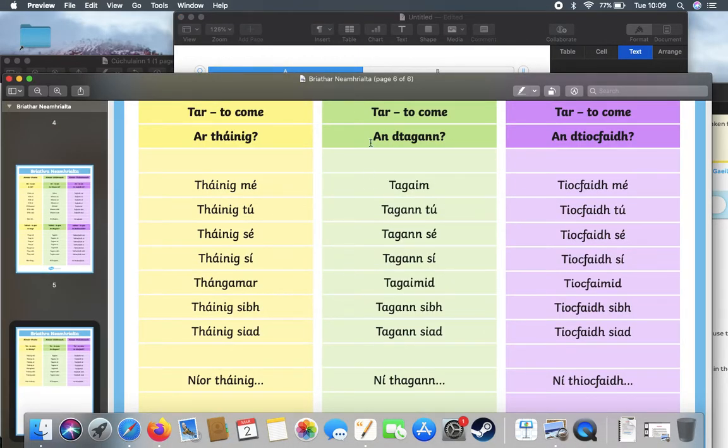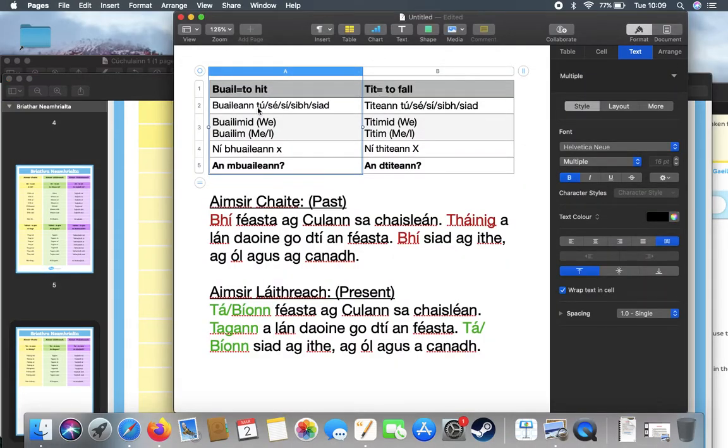The rest of the verbs are all the irregular ones. So you need bhuaileann, and that's the spelling you're going to need, bhuaileann, because it's bhuaileann sé. But I'm just showing you how you say we hit right now in the present, bhuailimid, I, bhuailim on Lee Road, I hit the ball, ní bhuaileann tú on Lee Road, you did not hit the ball. An mbuaileann tú on Lee Road, did you hit the ball? Then tit to fall, titeann sé, he falls, titimid, we fall, titim, I fall, ní thiteann sé, he didn't fall, and an dtiteann sé, did he fall?